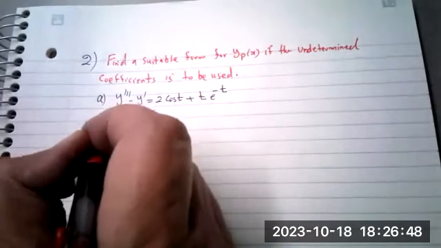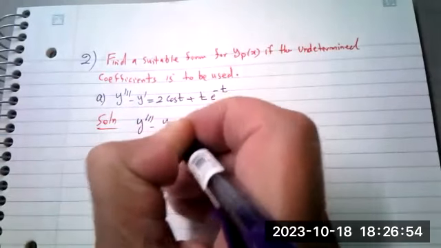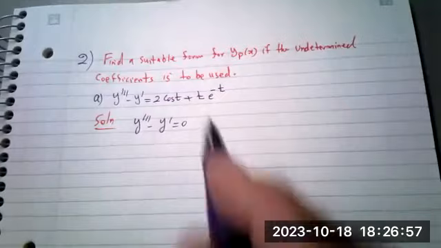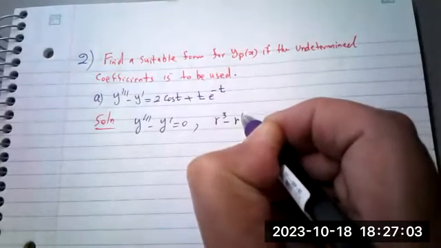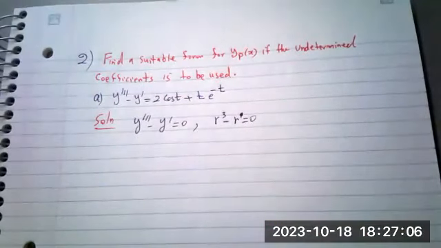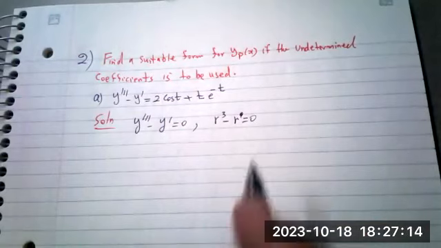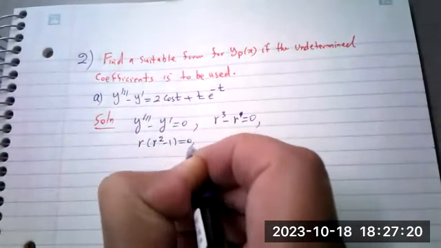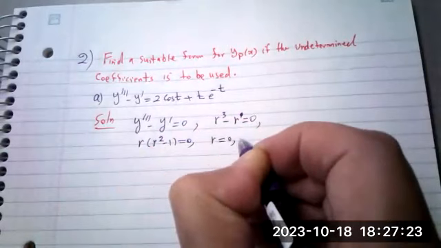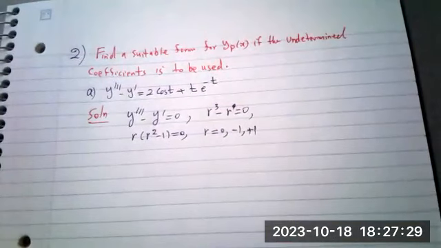So for the solution, we'll solve the homogeneous one first. Change it to the characteristic equation: r cubed minus r equal to 0. So you have to solve this equation. How are we going to solve it? Factoring. We factor the r, so that gives r squared minus 1 equal to 0. So we get r equal to 0, negative 1, and positive 1. So we have three solutions. There is no repetition.